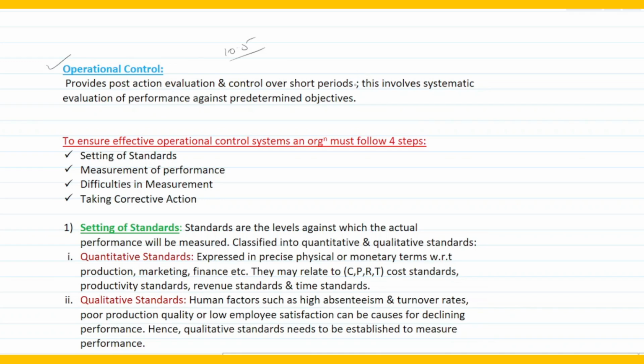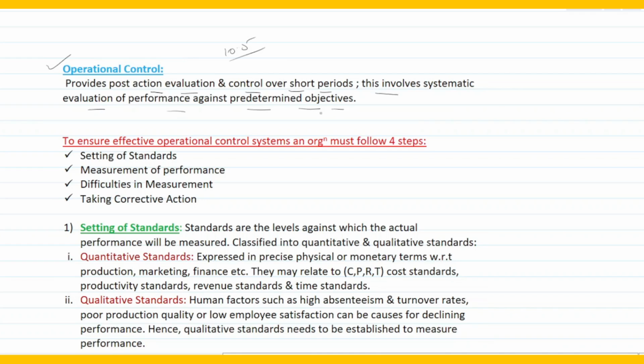So what do you mean by operational control? Operational control provides post-action evaluation. That means after the action has been taken or the task has been completed, you basically evaluate. That is called as an operational control. And it has control over a shorter period of time. This basically involves systematic evaluation of performance against predetermined objectives.